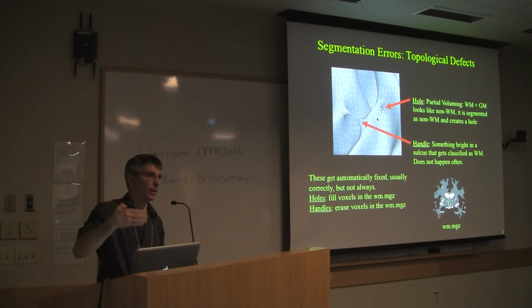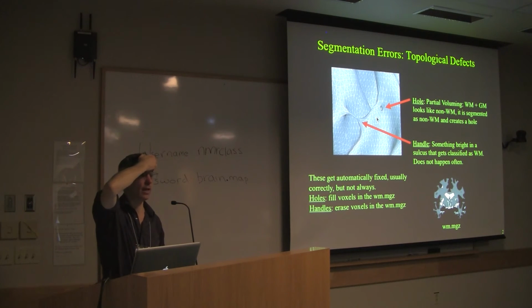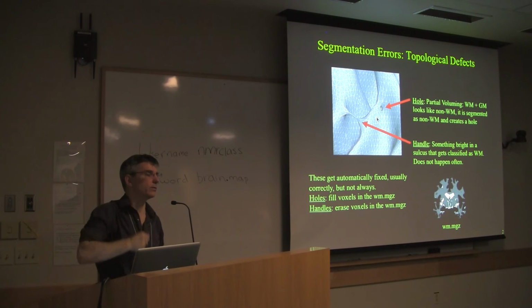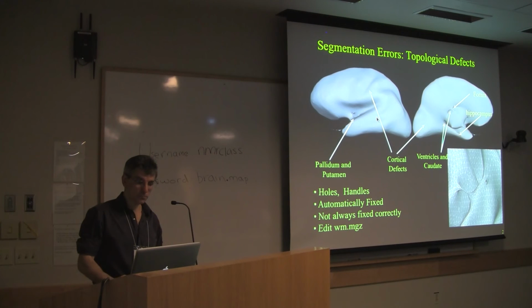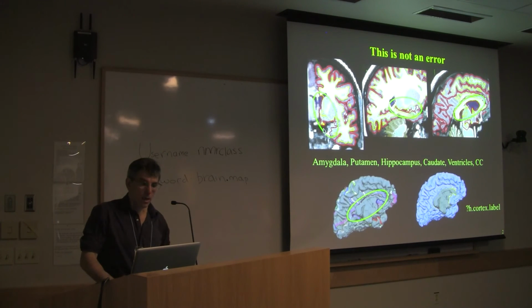And sometimes you'll be looking through your slices, and you'll find areas where the segmentation doesn't quite look right. So this is just a segmentation error. It's not a new class of error. It's just a type of segmentation error that automatically gets fixed, but sometimes it doesn't automatically fix it correctly. And these are just typical places where you might see topological defects. So this is not an error.